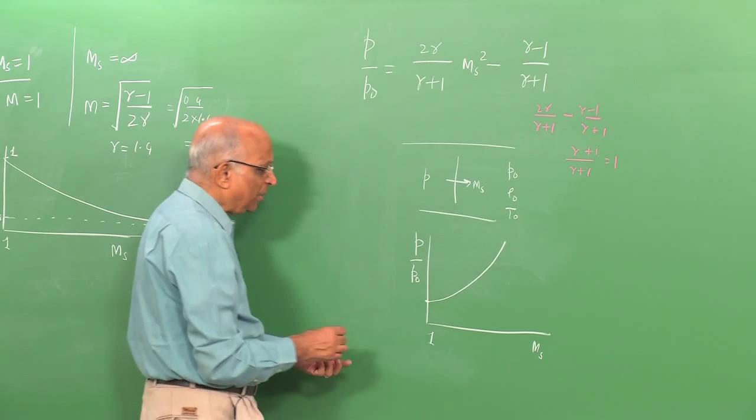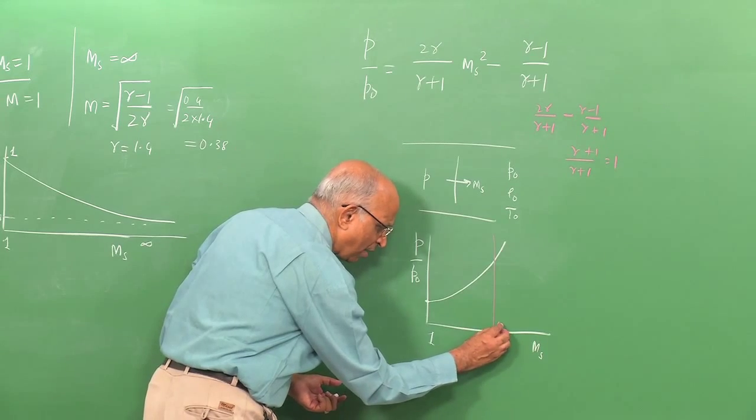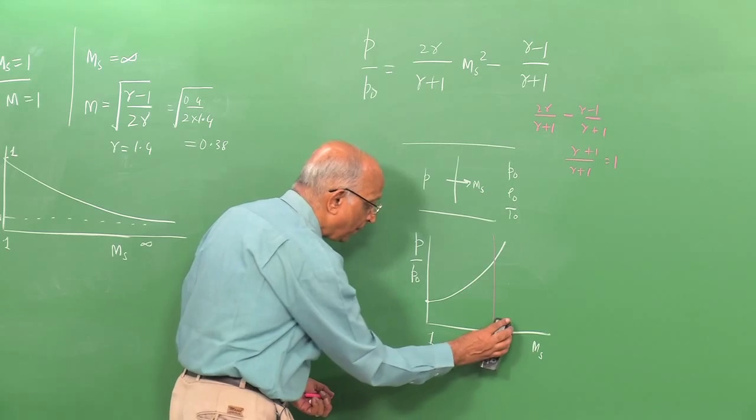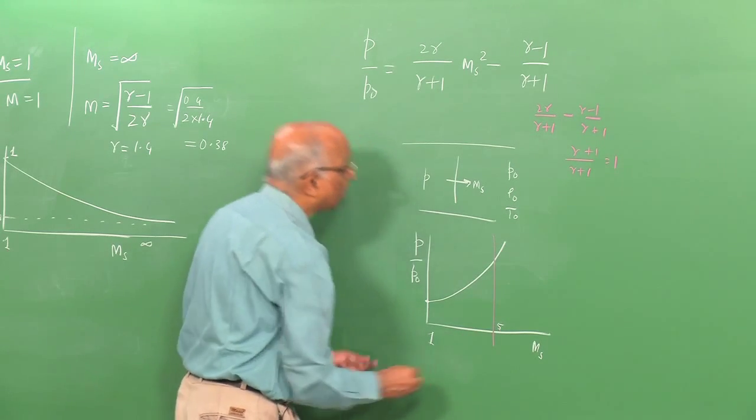In fact, if I am interested in a particular pressure ratio, let us say a value of Ms equal to, let us say 4 or 5, well, I take the value of 5 as an example, Ms is equal to 5, that means the shock Mach number is 5.